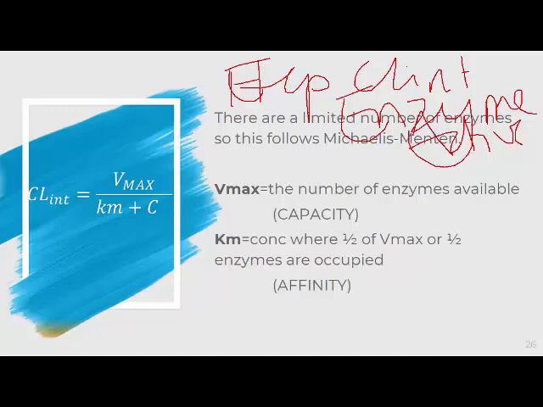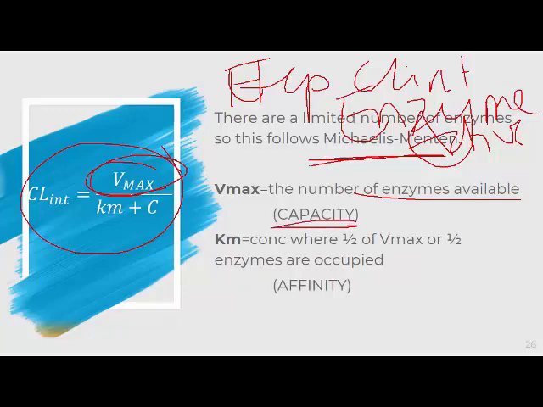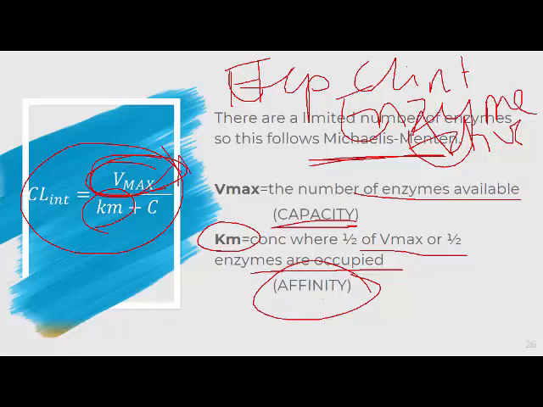Because there's a limited number of enzymes, it also follows Michaelis-Menten, which you can see here. Vmax is the number of enzymes available, so it's the maximum rate at which you can clear the drug. So this defines the capacity of the system. Km here is the concentration where half of the Vmax, or half of the enzymes, are occupied. This is all about affinity, isn't it? So we'll either have an increase or a decrease in the number of enzymes, or an increase or decrease in the affinities of two drugs, that will change our intrinsic clearance.